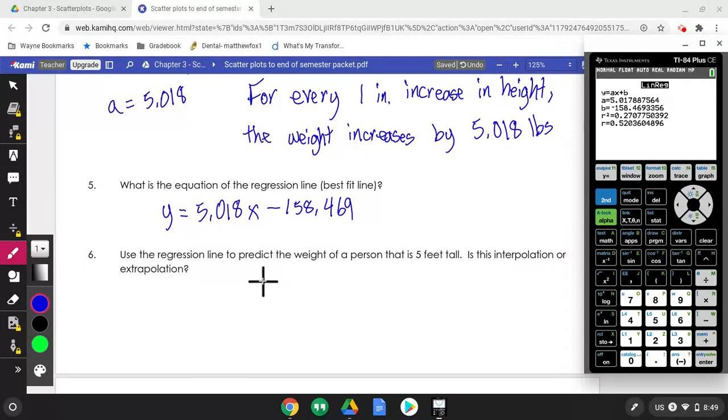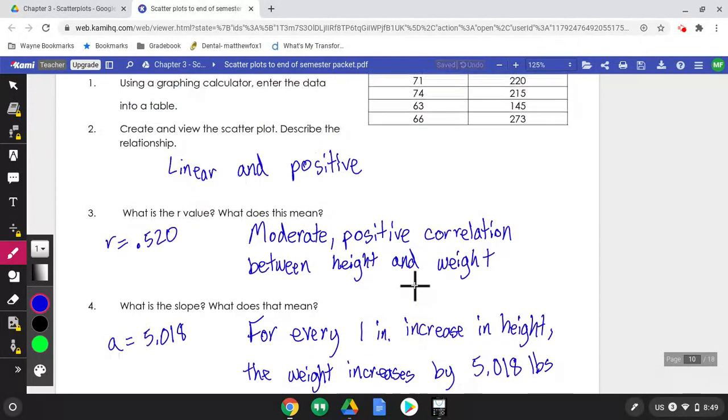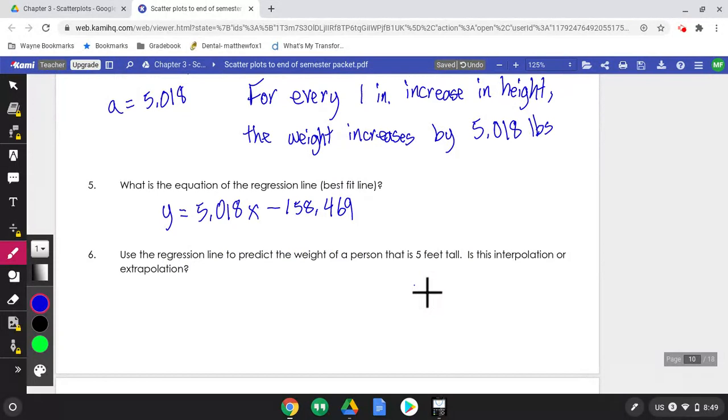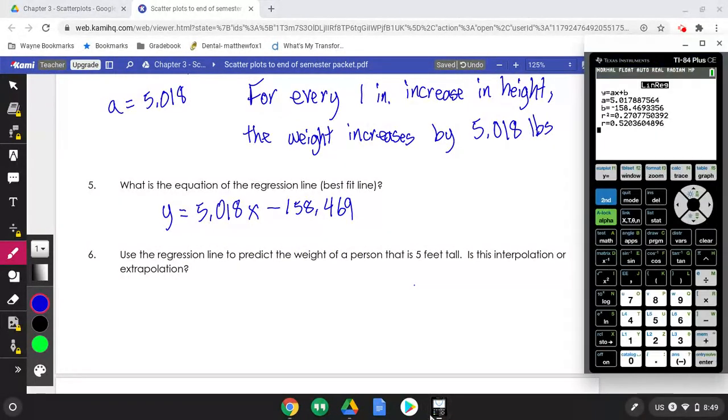Use the regression line, which we just wrote here, to predict the weight of a person that is 5 feet tall. And then it says, is this interpolation or extrapolation? First thing, they're 5 feet tall. We need to put that in inches, because 5 feet we can't type in. So 5 times 12, we get 60 inches. So 5 feet tall is the same as 60 inches.